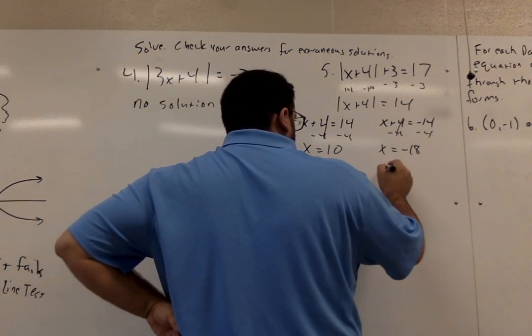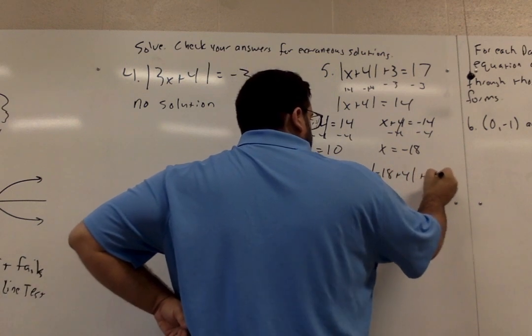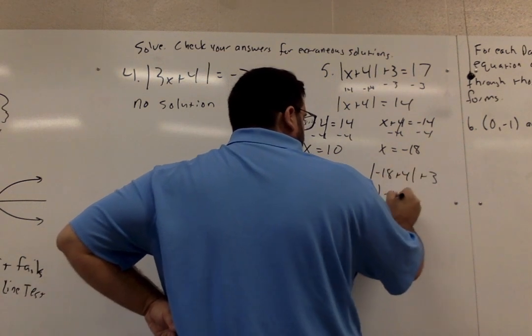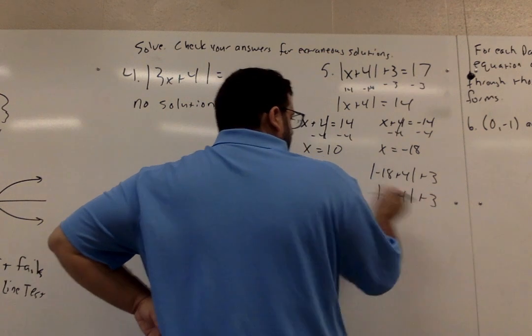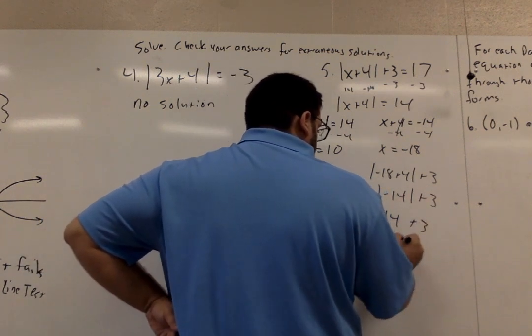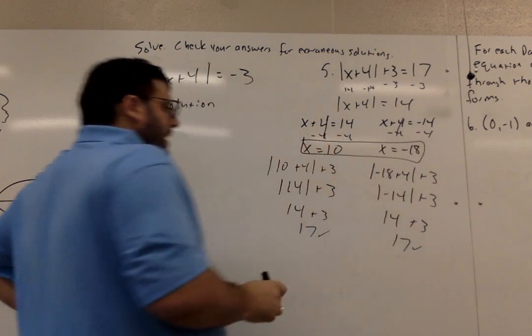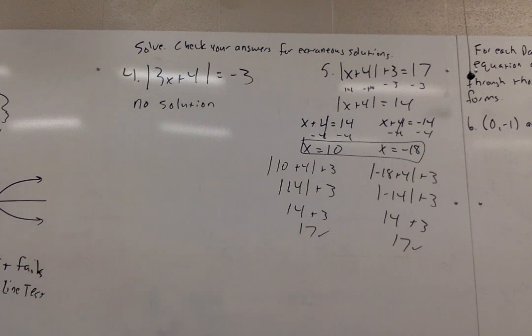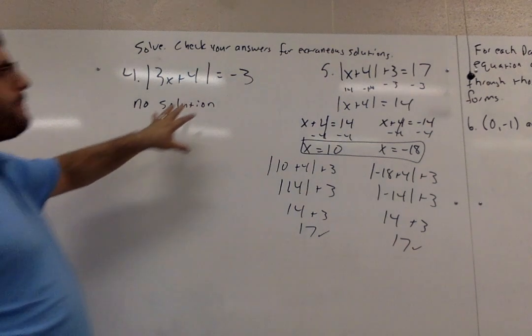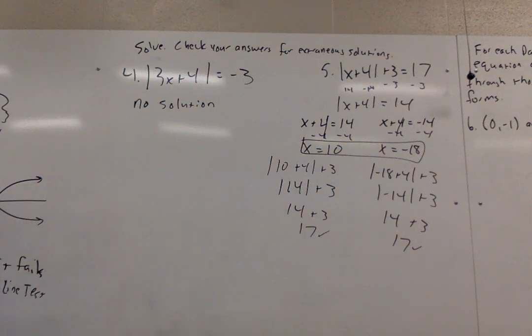Here, I have absolute value of negative 18 plus 4, plus 3. So negative 18 plus 4 is negative 14. Absolute value of negative 14 is positive 14. 14 plus 3 is 17. So both of these are my solutions. Okay. Now you're going to see more different types of problems than these. But again, this is just the most basic way to solve absolute value equations.